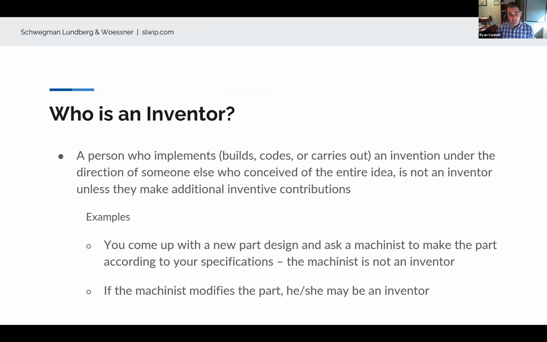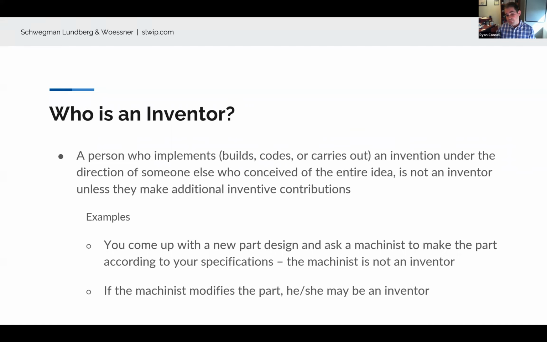This can be illustrated in an example we have here where, say, you come up with a new part design, you draw out the plans, draw out the schematics, describe the protocol for making it, and then give it to a machinist who builds it just as you told them to. That machinist, while incredibly important in reducing your idea to practice, isn't an inventor for purposes of patent law.